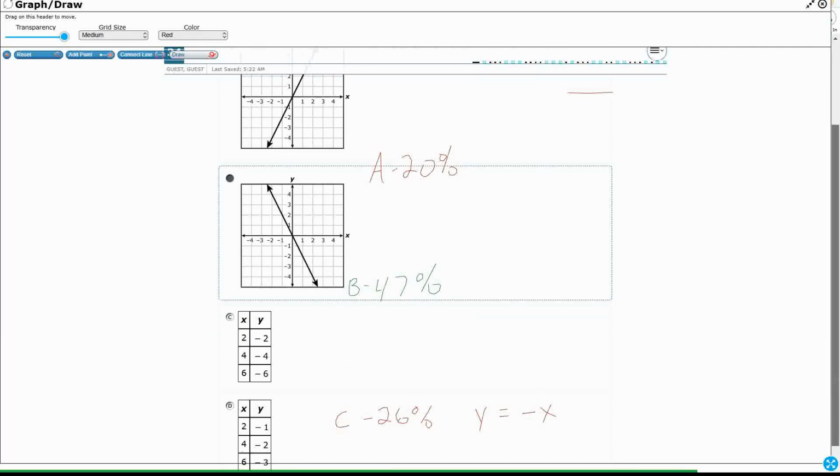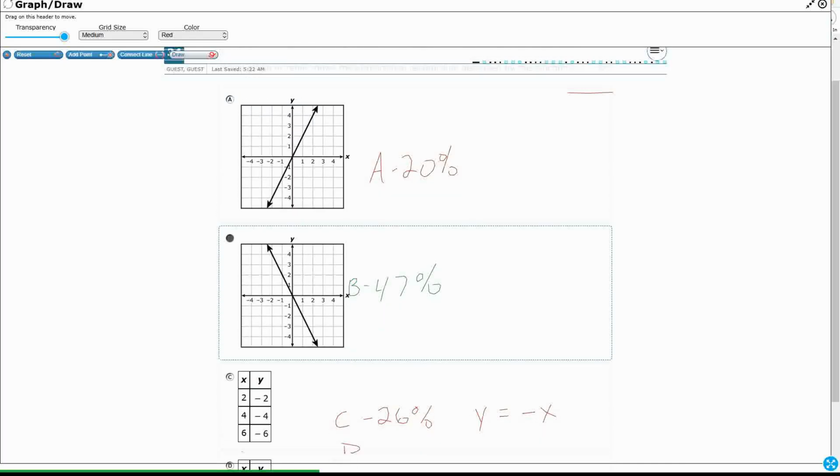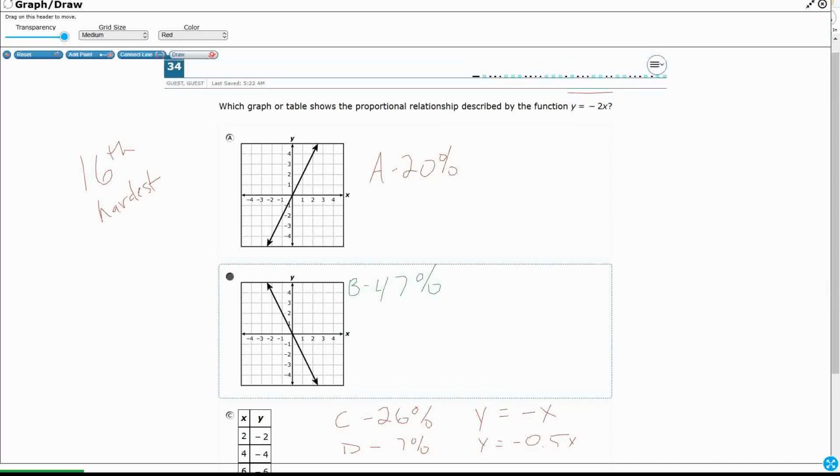And then if we look down at D, right, we can put D right there. That was a very small 7%. And I looked at y equals negative 0.5 or 1/2 x rather than 2x. So this ended up being our 16th most difficult item on the test. But if we can get the kids to open up their Desmos or even their TI-84, graph it visually, we can start looking at some things, and that could help us find the correct answer fairly quickly.